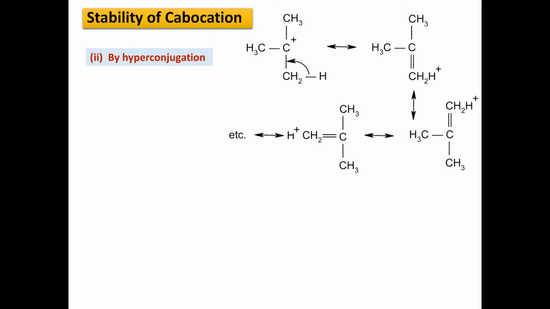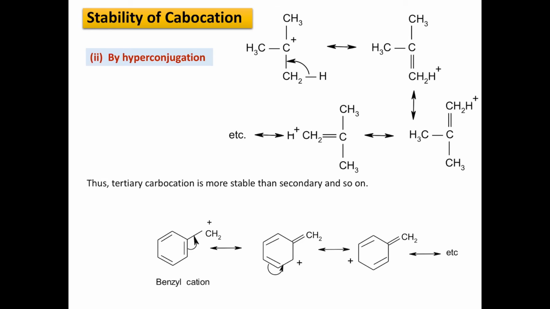The first factor was inductive effect, and the second one is hyperconjugation. What is hyperconjugation? We try to explain it here. Basically, the positive charge with a neighboring bond will overlap. We call it hyperconjugation. The third factor is the resonance. Resonance means exchanging the place of carbocation and the double bond.